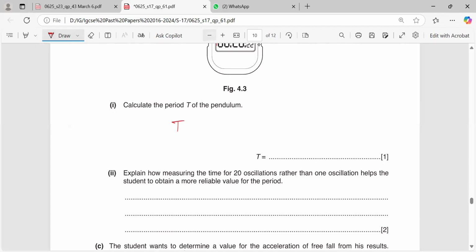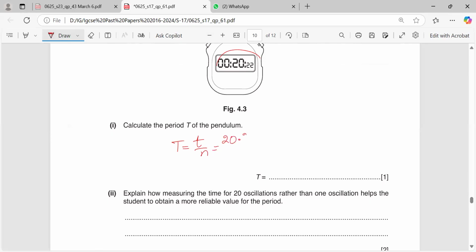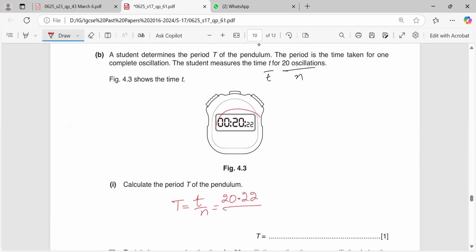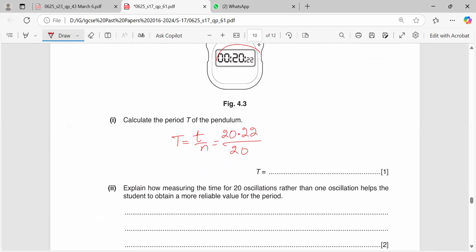So no problem, this formula we are very much familiar with that. Capital T is equal to small t over n, and that small t is 20.22 divided by what is n? 20. So 20.22 divided by 20, answer is 1.011. So 1.011, but here we will write 1.01 seconds. Now there is a query. Yeah, okay, so fine, my dear friend.